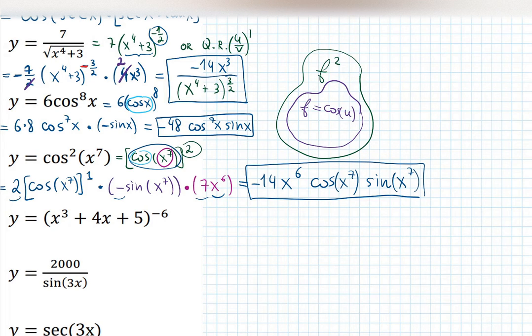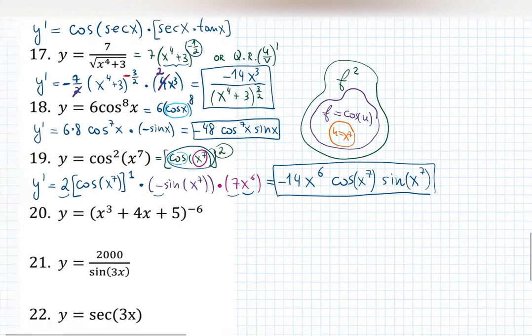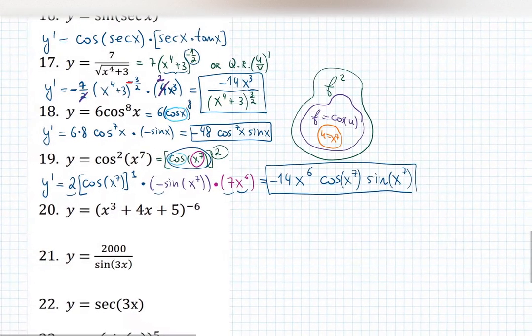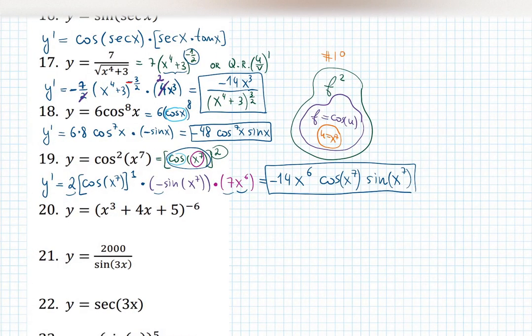Fine, I differentiated cosine. Cosine gave me negative sine of that u. And finally I could look inside and see that my u was x to the 7. The derivative of x to the 7 was 7x to the 6. This is how it looks. This is for the number 19 illustration. Number 19.